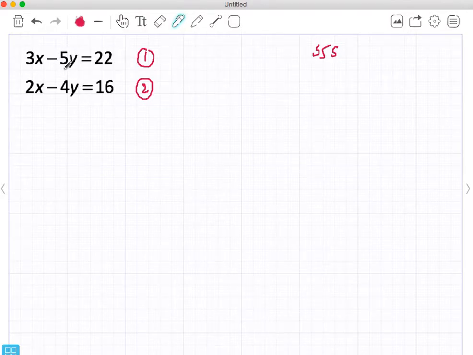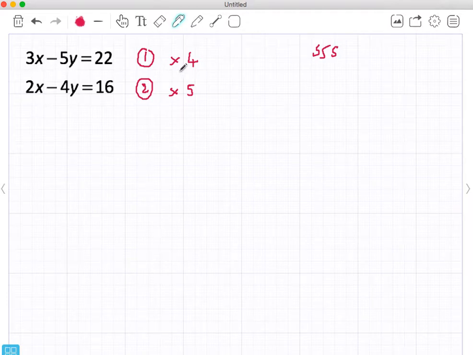Now I'm going to stick with eliminating the y's, and so what I'm going to do is I'm going to multiply this one by 4. So that's going to give me negative 20y's, and I'm going to multiply this one by 5. And that's going to give me negative 20y's here.